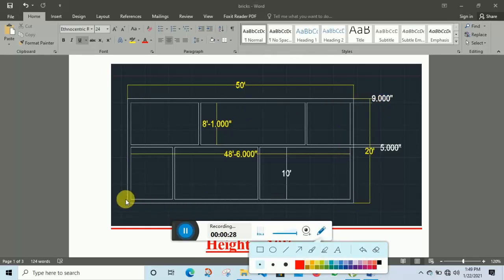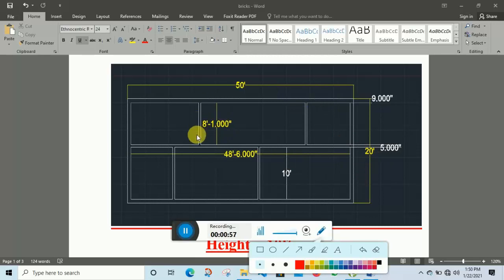This is all the external wall, and the brick used in this wall is 9 inches wide, and the internal wall that is constructed has a width of 5 inches. So this is the width and this is the length of this plan. The cover area of this plan is 1000 square feet.